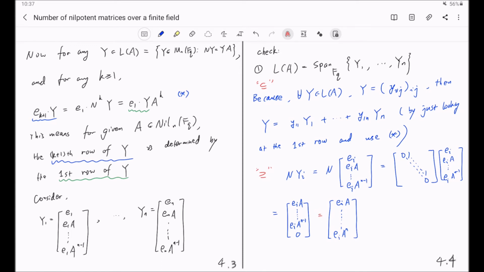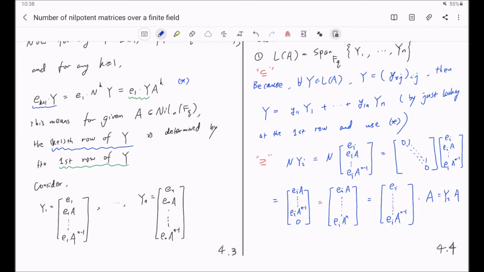I'll explain this more carefully later. Let's see what this last term gives us. This last term gives us this matrix, this first row being e sub I, and the last term being e sub I times a raised to the power n minus 1, times A, by the block computation of matrices, which is just y sub I times A. And this tells you that y sub I is in L of A. And this is true for any I greater than or equal to 1 and less than or equal to n, which verifies this containment.